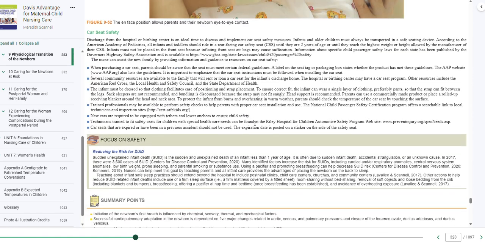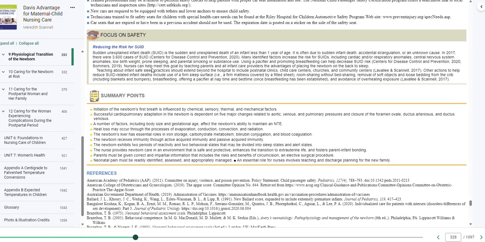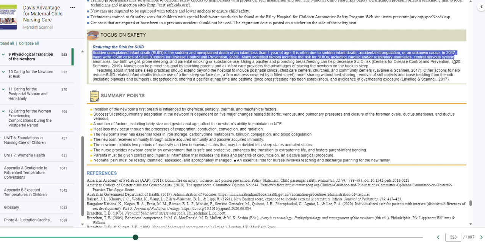Okay, last thing in this chapter, focus on safety. So we're going to talk about sudden infant death syndrome, also known as sudden unexplained infant death, SUID now, okay? It's very important to educate the parents that we always put our babies back to sleep. So, always on their back, not on their side, not on their belly, to sleep. Now, they can have tummy time during the day, but they do not need to sleep on their tummies because we are trying to decrease sudden infant death syndrome, okay?